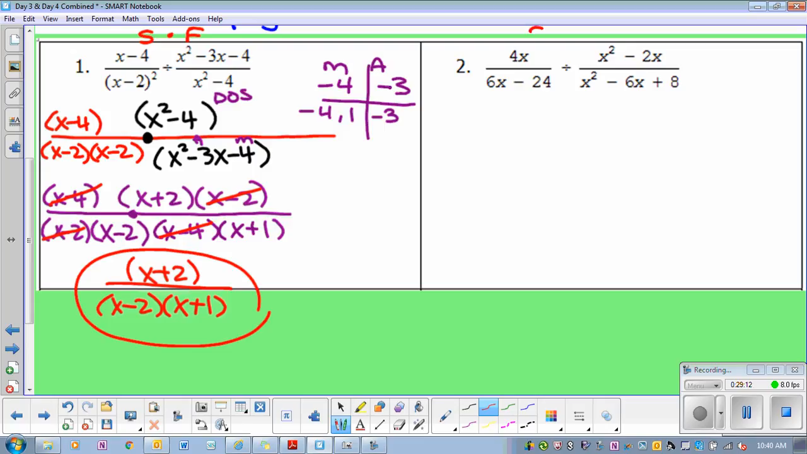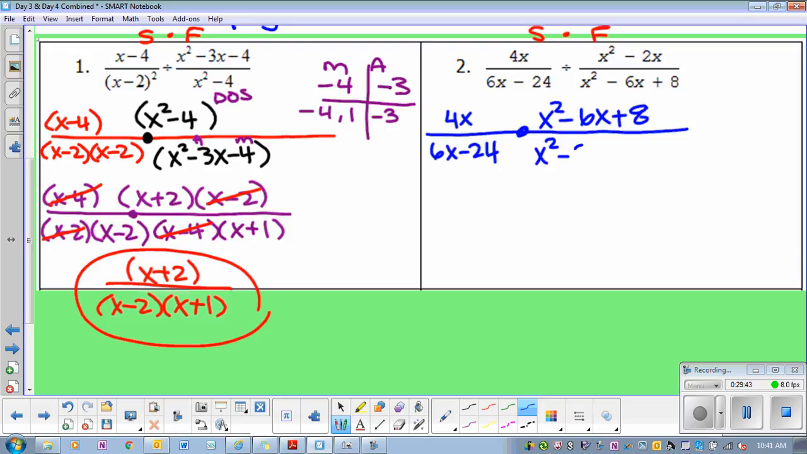Oh, division. So this has to be S times F, right? So we're going to keep the first, I'm going to draw my long fraction line. Let's see if I can write this a little bit smaller. First one I keep the same, so I'll say 4x over 6x minus 24. Change your division sign to a times. Don't forget to flip your second one. x squared minus 6x plus 8 over x squared minus 2x. Okay? You don't have to put the parentheses, but I like to.